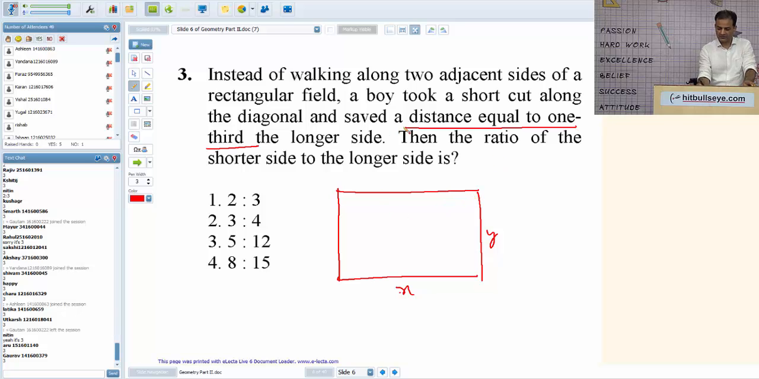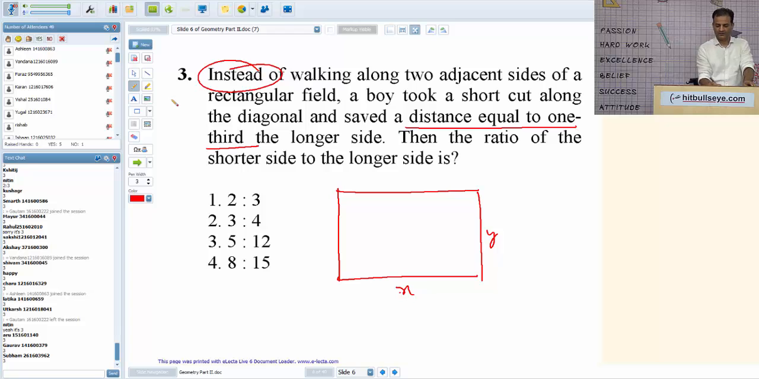Instead of walking along the sides of the rectangular field, X and Y, a boy took a shortcut along the diagonal. Now the boy is walking along the diagonal from here to here. He saved a distance equal to 1/3 the longer side. What is the ratio of the shorter side to the longer side?